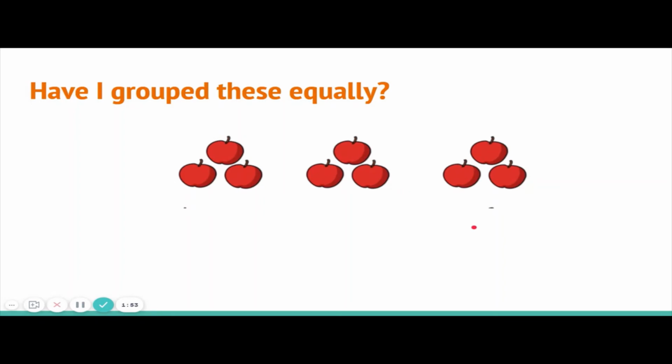Have I grouped these apples equally? Shout it at your screen. Yes, I've put them into equal groups of 1, 2, 3.